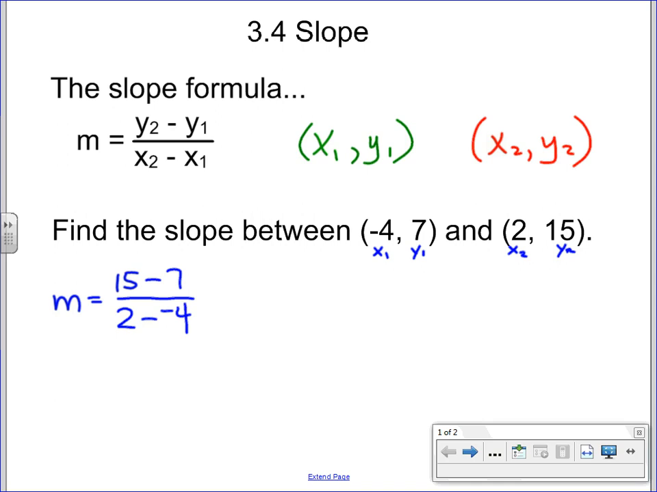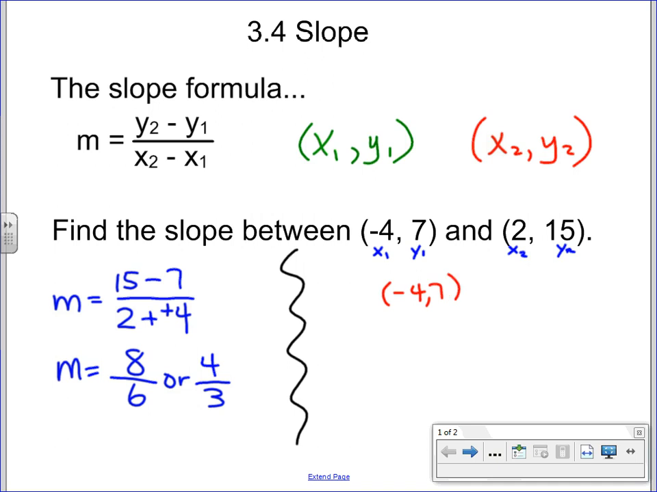Notice I'm subtracting a negative on the bottom. Okay, don't think that you just have to put one of those 2 signs. You need both of them. You need the minus sign and the negative value for the x1. So when I simplify this, my slope is going to be 8 over 6, or simplified to 4 over 3. Okay, so that's one way you can figure out your slope using the slope formula.